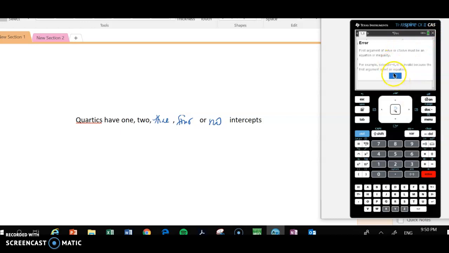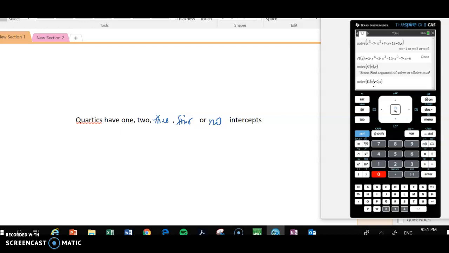Okay, what have I done wrong? Oh, I forgot to let it equal to 0. Yes, that's right, the null factor law. So that's why it's important to keep it focused on that equals 0. So there's our null factor law.